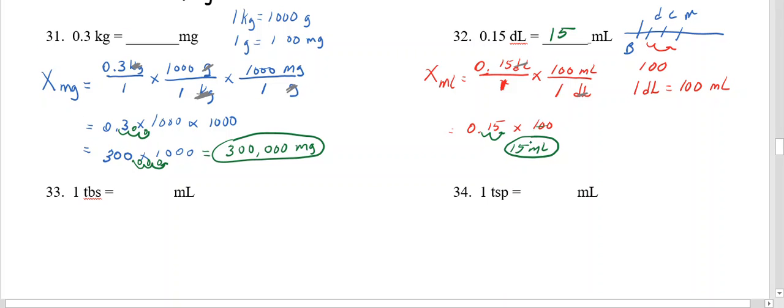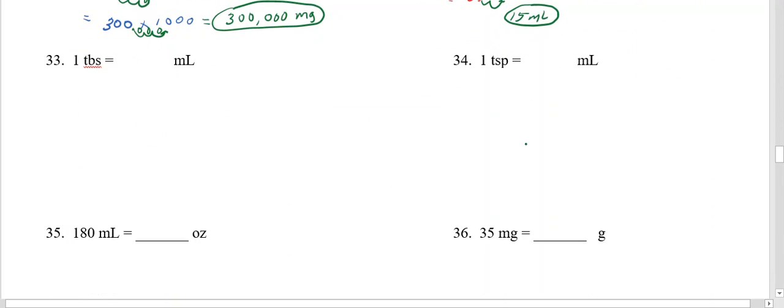So we kind of have some weird ones sometimes. Alright, now number 33. 1 tablespoon equals how many milliliters?